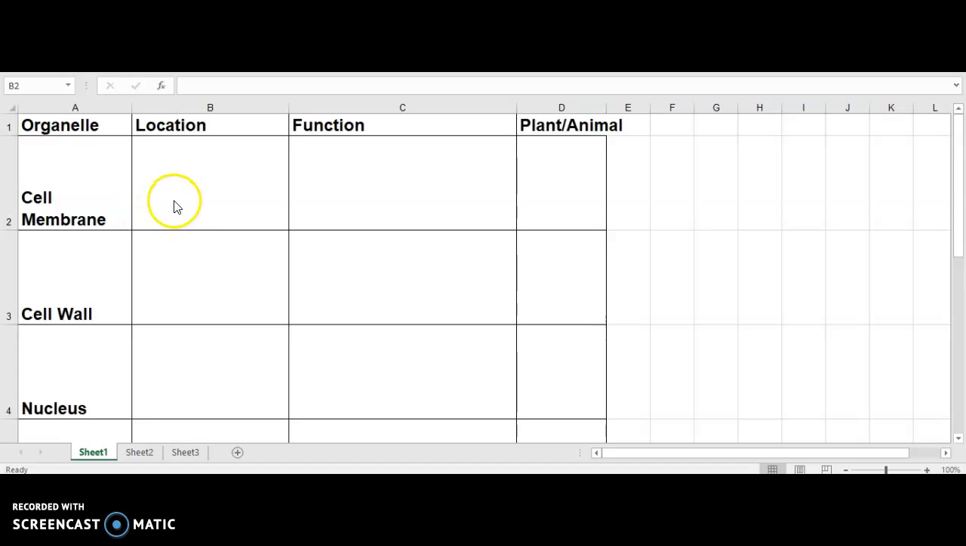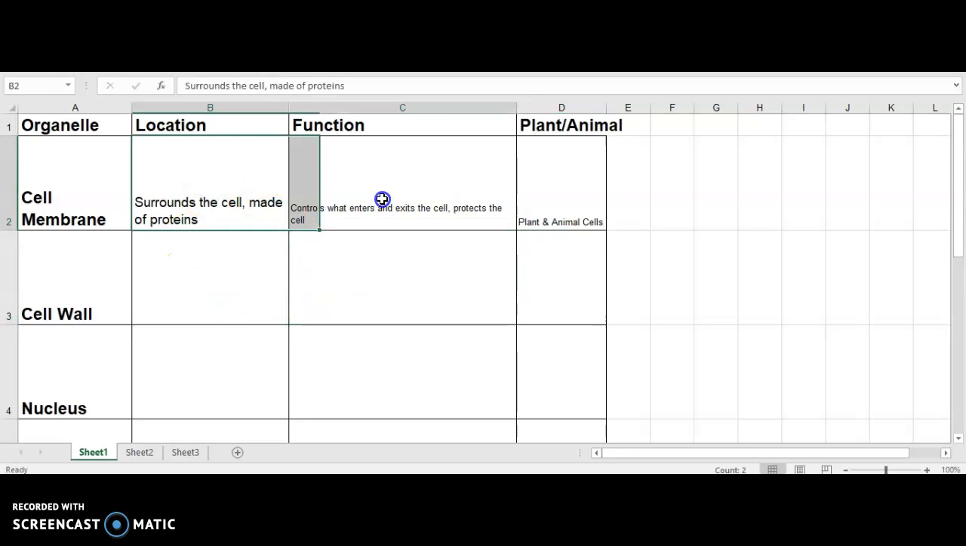So start with the cell membrane, its location. It is what surrounds the cell, and it's made of proteins. So this is what gets to choose what comes in and goes out of the cell. And it also plays a role in protecting the cell. A cell membrane is found in plant and animal cells.